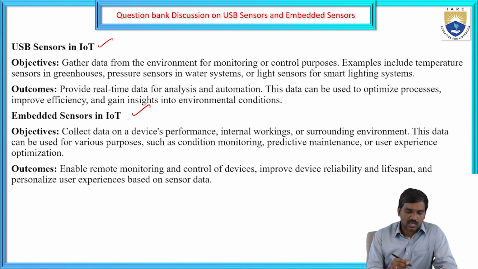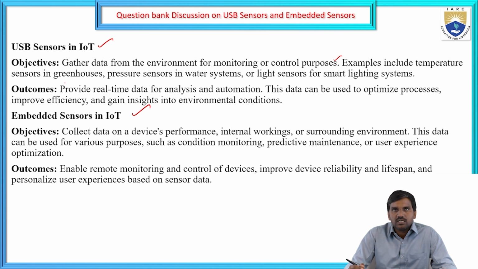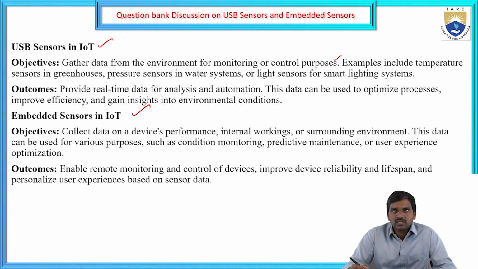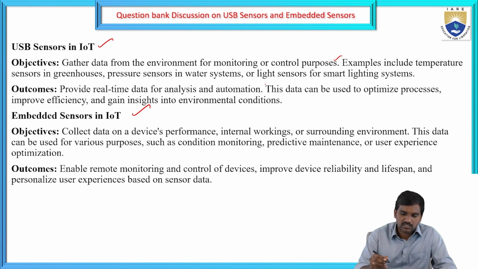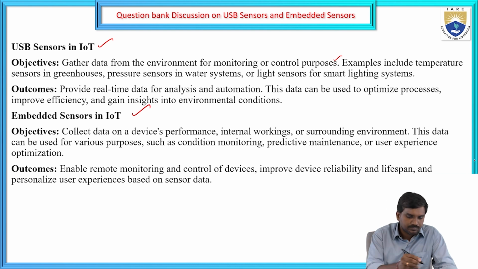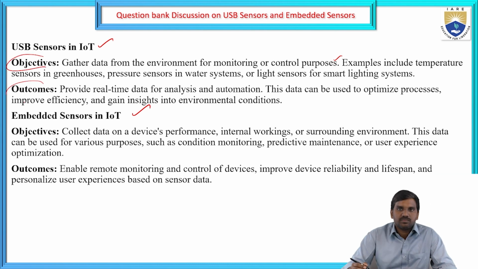What are the objectives of USB sensors? To gather data from the environment for monitoring and control purposes. Examples include sensors in greenhouses, pressure sensors in water systems, or light sensors for smart lighting systems. That is the objective. And outcomes: they can provide real-time data for analysis and automation. This data can be used to optimize processes, improve efficiency, and gain insight into environmental conditions. So these are the objectives and outcomes of USB sensors used to develop IoT real-time projects.